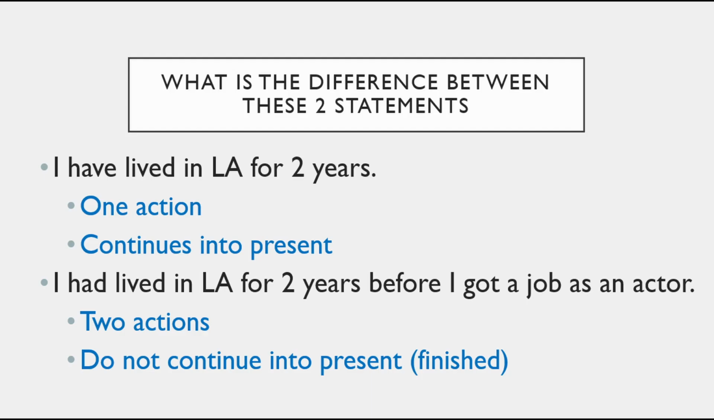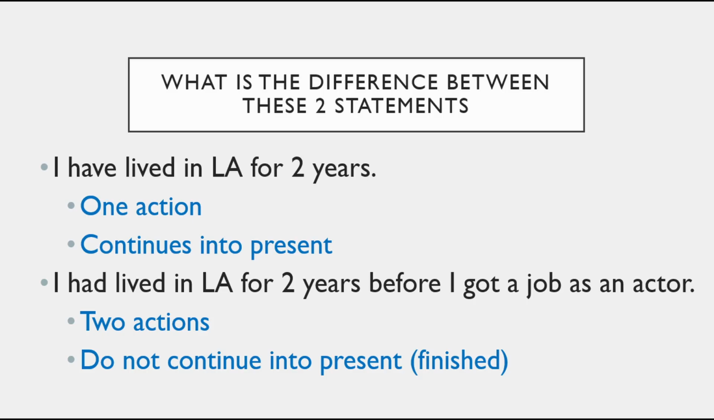All right. To quickly summarize the main point of this presentation about the past perfect tense, let's go back to that original slide with those two statements there. The first statement, I have lived in Los Angeles for 2 years. I can use that for one action that continues into the present. For the second statement, I had lived in Los Angeles for 2 years before I got a job as an actor. I'm using that for two actions, both of which are finished in the past. Could be a long time ago, could be this morning, could be recently. It doesn't matter, but they're both finished. And the past perfect is the first action. The simple past is the second action.